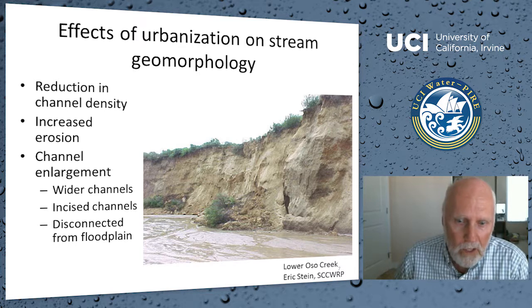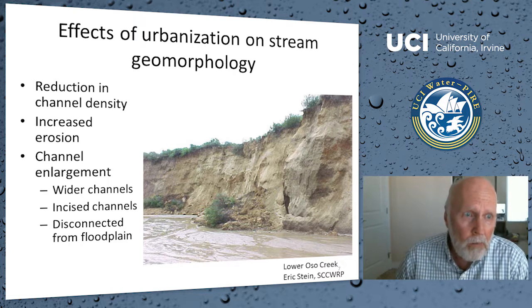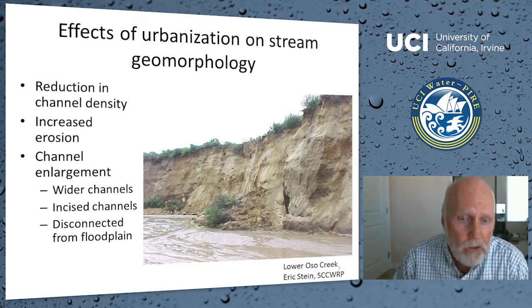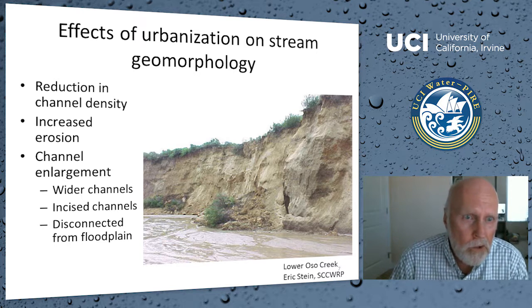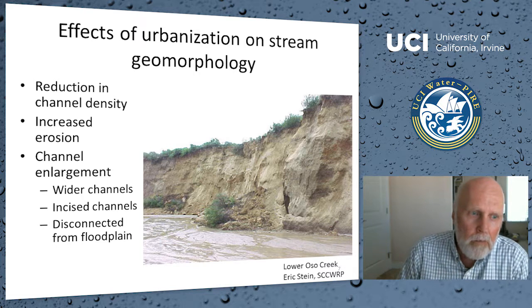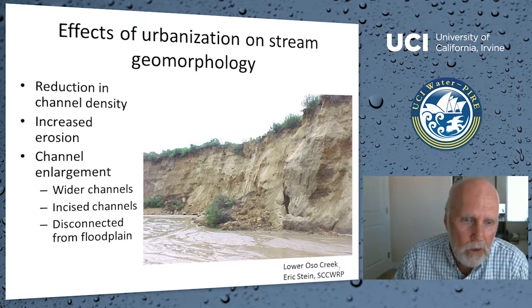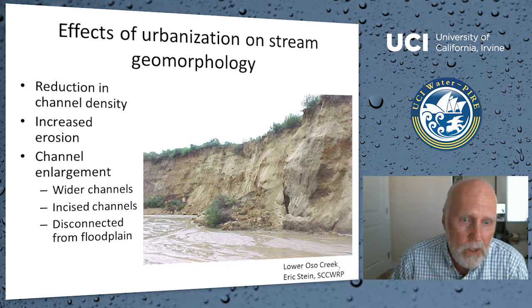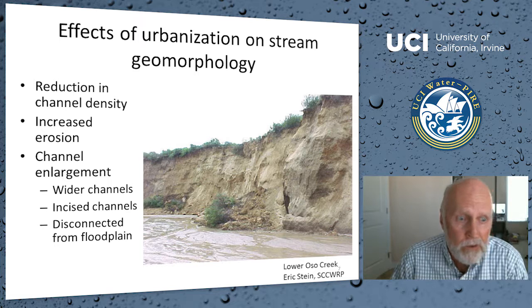If we go to the next slide, one very important consequence of these changes in hydrology is changes in the stream geomorphology. This is a picture from a stream in Orange County, Lower Oso Creek. What we see here is greatly increased erosion of the stream and an enlargement of the channels. So they're wider channels, incised channels. In this case, the incision is about 20 feet or so.